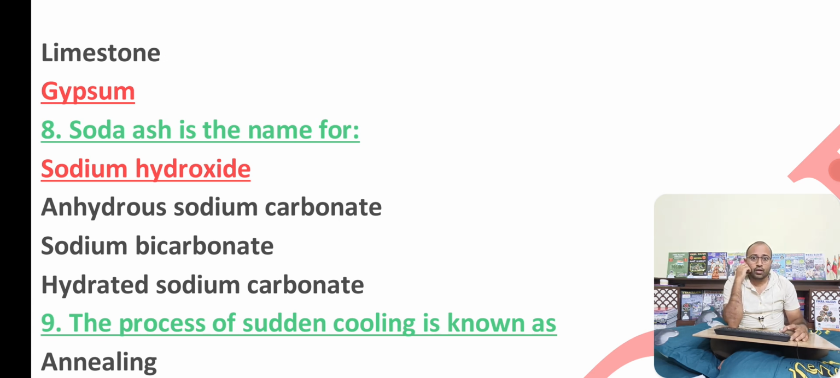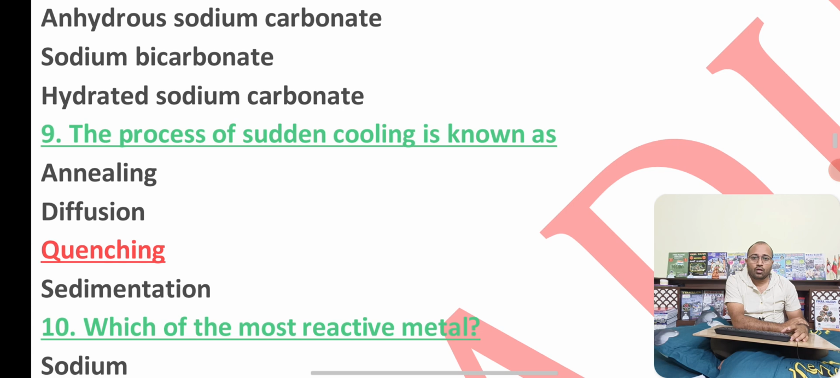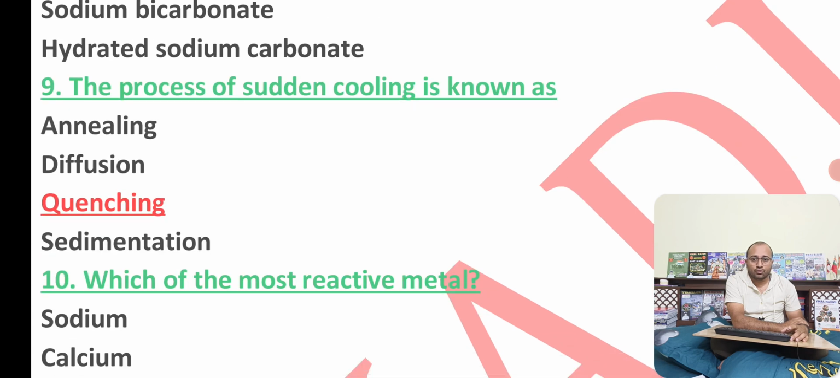And we have soda ash, which is the name of sodium hydroxide, guys, which is also known as NaOH. Now we have something called the process of sudden cooling, which is known as quenching. Very important. You should know about smothering also.